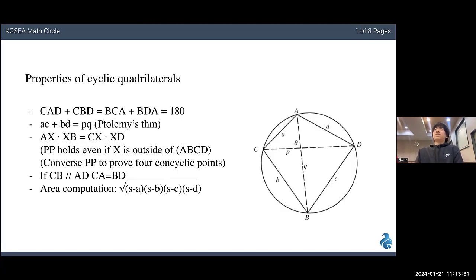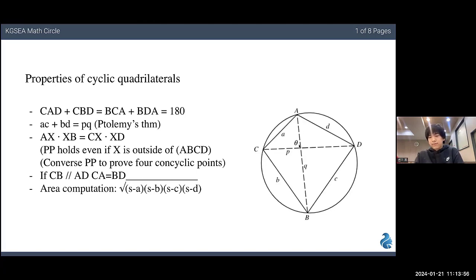So first of all, properties of cyclic quadrilaterals. This is a pretty commonly known one. CAD plus CBD is the same as ACB plus ADB, which is equal to 180 degrees. AC times BD is equal to AD times BC plus AB times CD. This is known as Ptolemy's theorem.